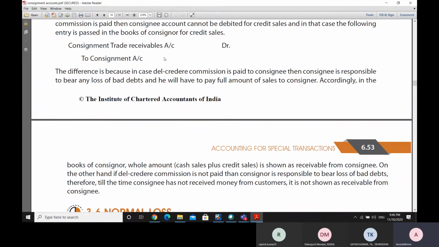This consignment account credit means this amount is sold. And when we say consignment trade receivable account, it means that this is the account of the consignee being debited. We can just write it like consignee account debit and consignment account credit.